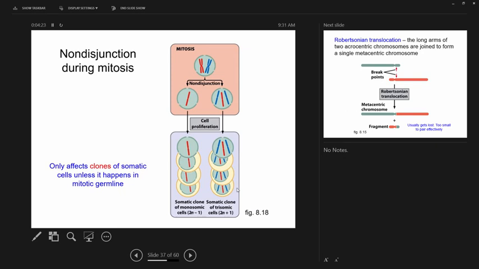When you get a non-disjunction during mitosis, it only affects the progeny or the clone of cells that come from that one cell that had the problem. If it happens very early during development, then it will be a lot of cells that have the problem. If it happens relatively later, it could be very few. And I said this, so problems with aneuploidy lead to cancers, and so that would be development of a cancer in some specific one cell, and then that develops into a tumor later.